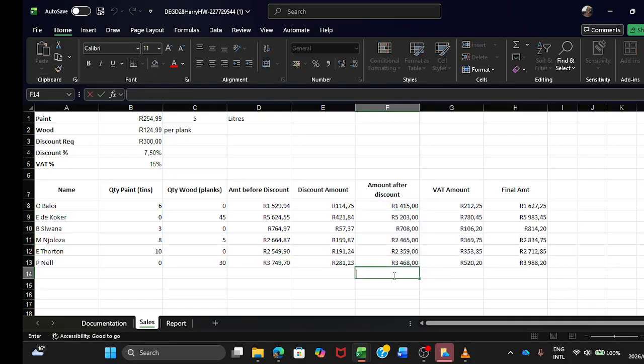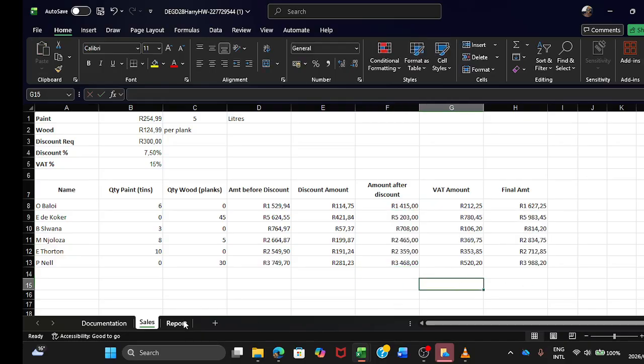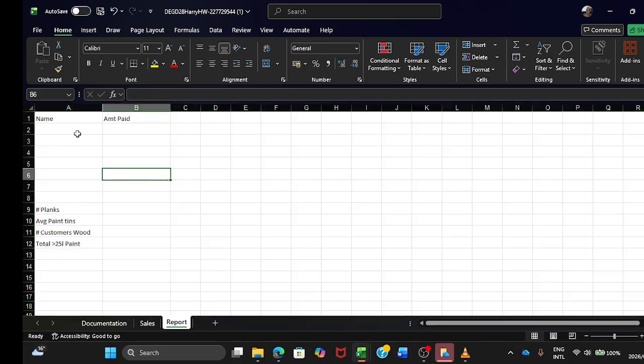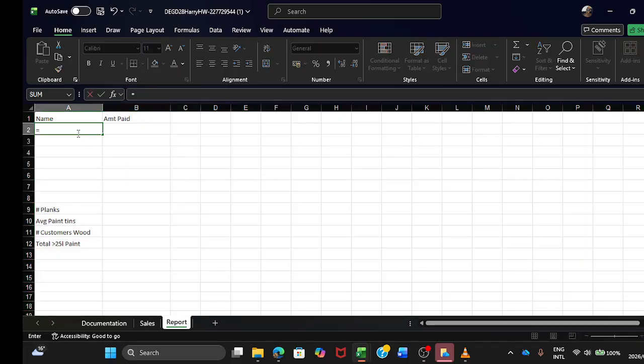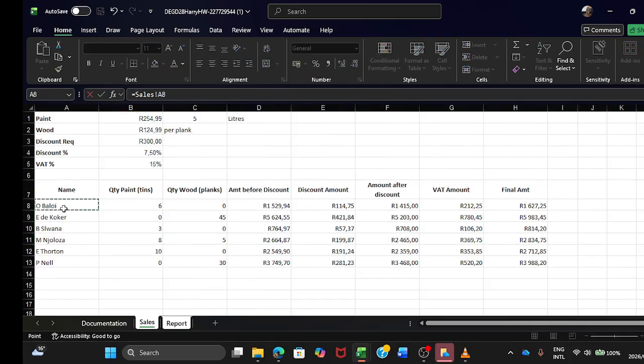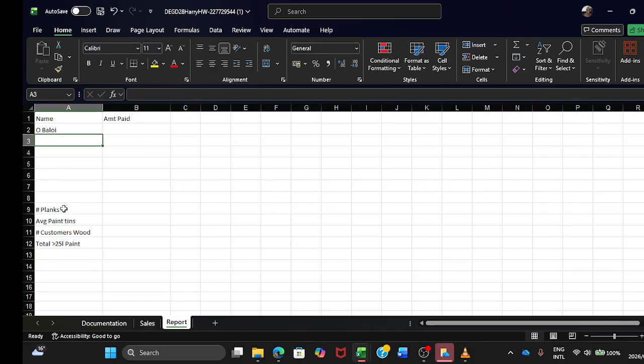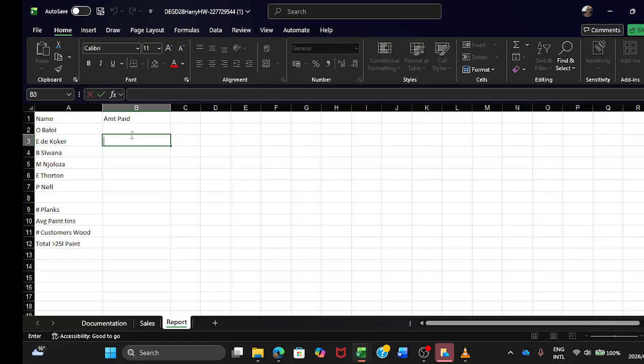So that's the good thing about Excel. Then we're going to have to receive this amount. Then when we go to the report, you know the names, simple: equal sign, you go back to sales, you just take this name, you press enter, select the name, and you copy. You count how many names you have. We had 6, right? So it's going to be here. So these are the names that we had, and then the amount paid.